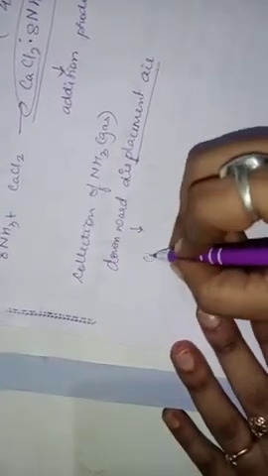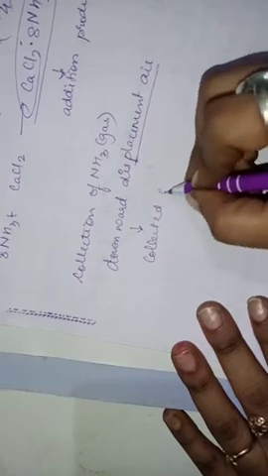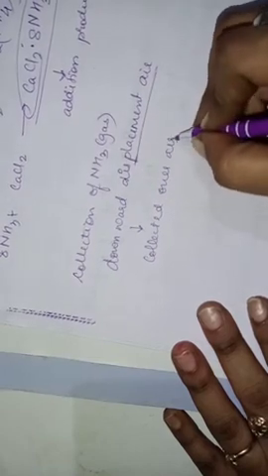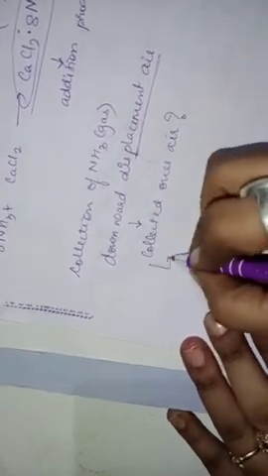Now why are we collecting it over air? Why is it collected over air? Why are we doing the collection over air, children? Because it is lighter than air, children.